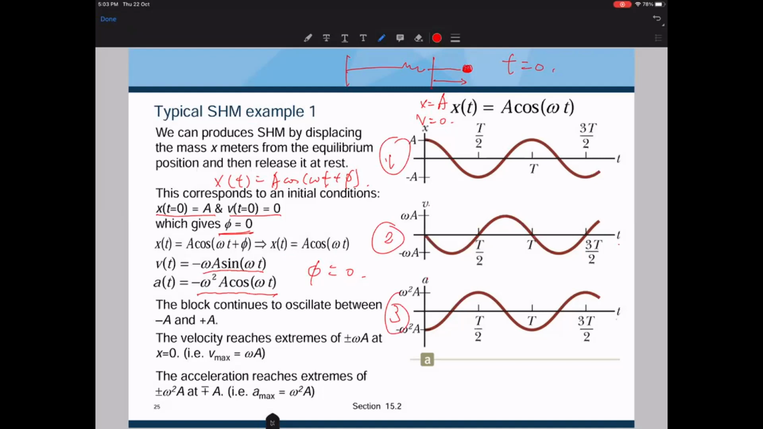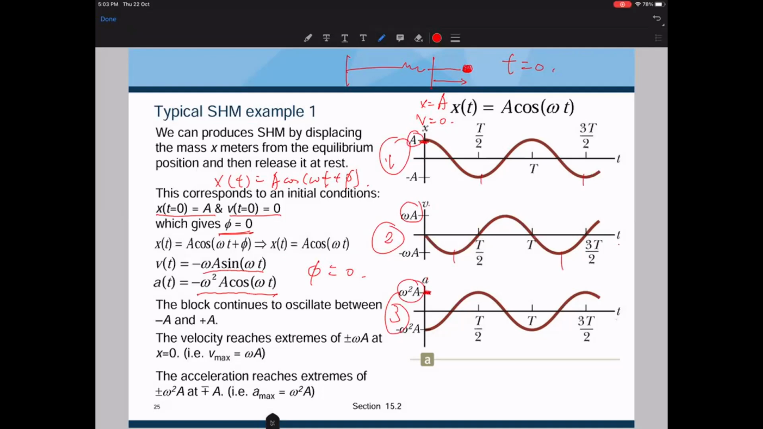Notice a few things. First, the amplitude of all these graphs. For the first graph, the amplitude is A. Second one, the amplitude becomes omega A. Finally, the third one, acceleration, is omega squared A. So the amplitudes of the displacement, velocity, and acceleration are somehow related by omega. That is the first observation. Secondly, what is the period of the oscillation? It remains unchanged. It is always T.